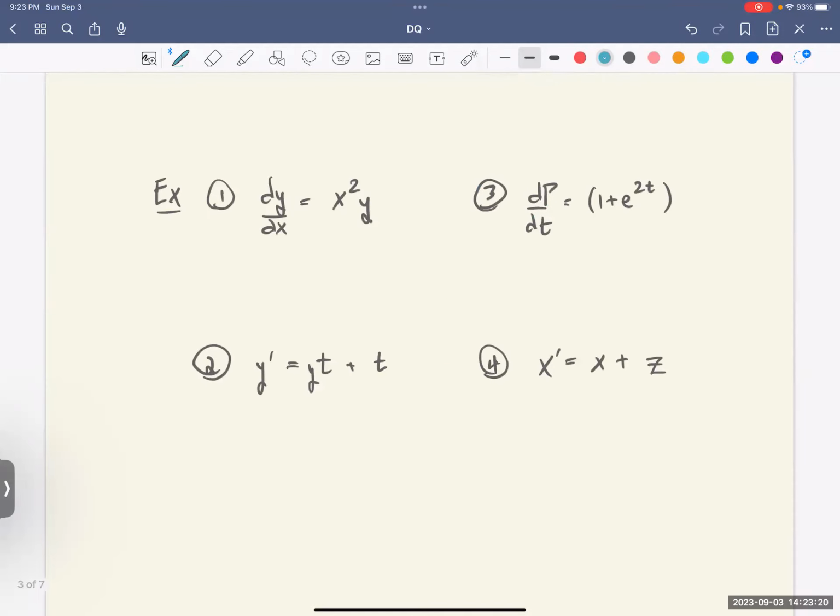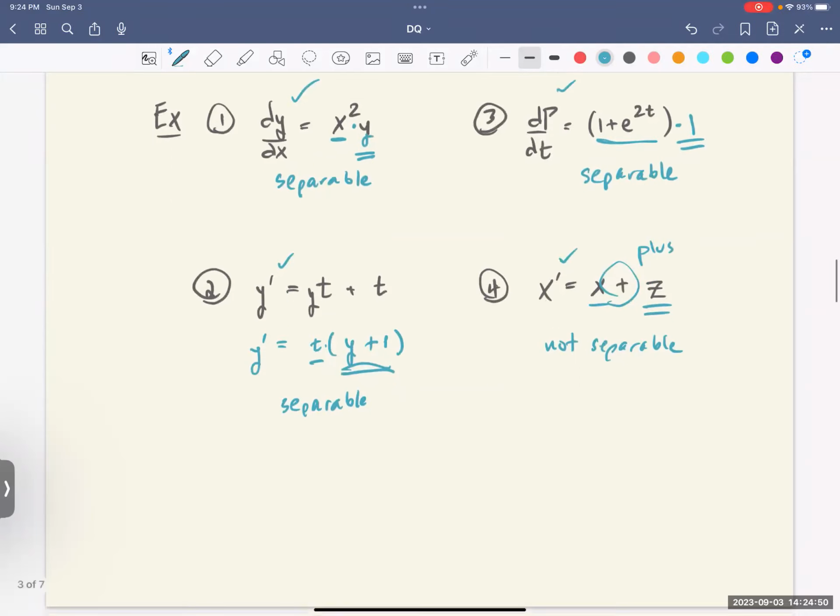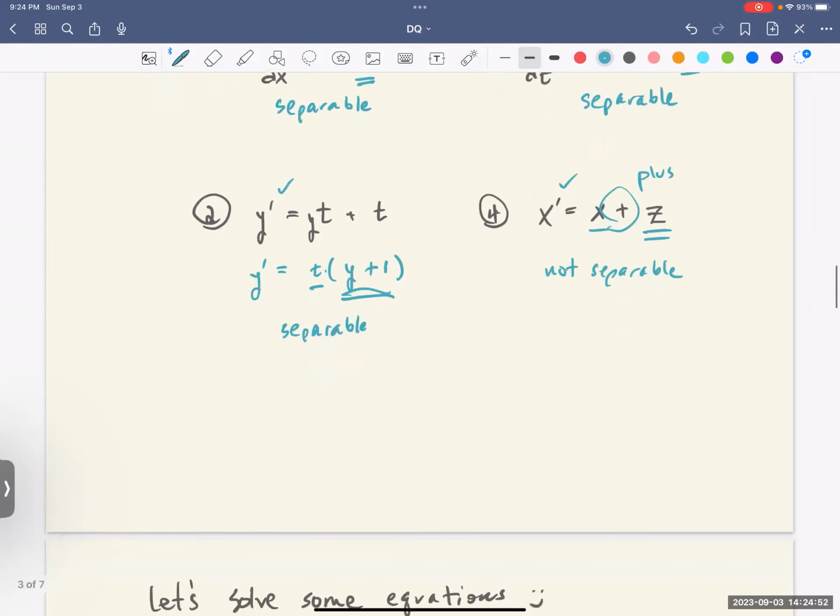So not separable. Even if we tried to factor out an x or factor out a z, we'd still not end up with two expressions, one in terms of x, one in terms of z. Next up, we will look at solving differential equations with separability.